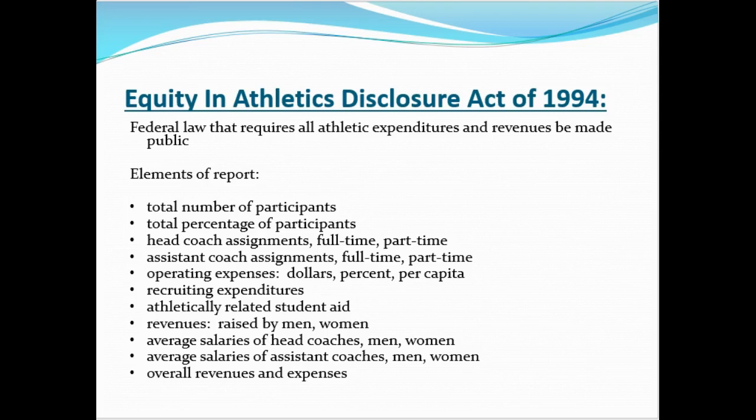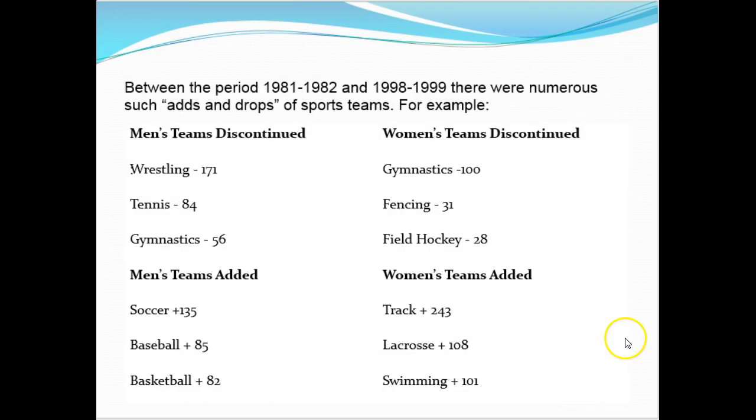The elements of this report: total number of participants, percentage of participants, head coaching assignments, and comparing full versus part-time staff, as well as assistant coach assignments, full versus part-time. Operating expenses, meaning the dollars and the percentage per capita. And then recruiting expenditures, athletically related student aid, revenues raised by men and for women, the average salaries of head coaches, men versus women, and the average salaries of assistant coaches, men and women, and then the overall revenues and expenses.